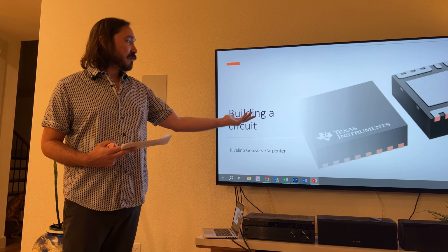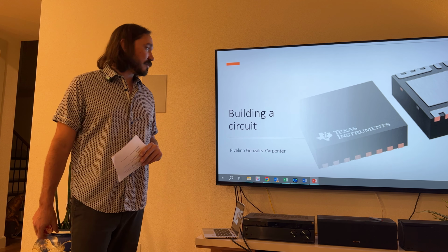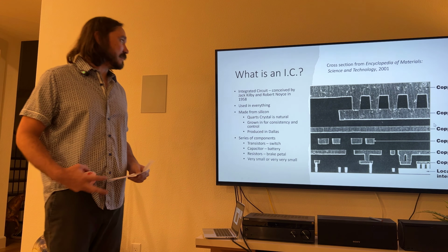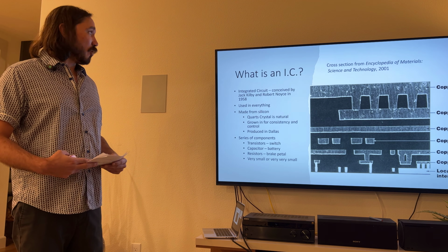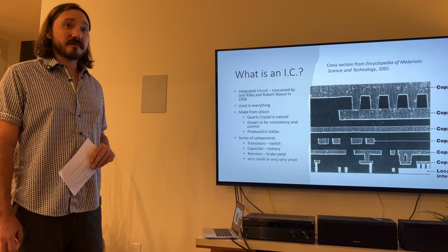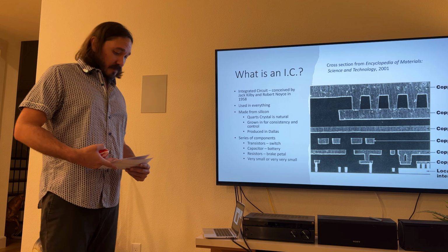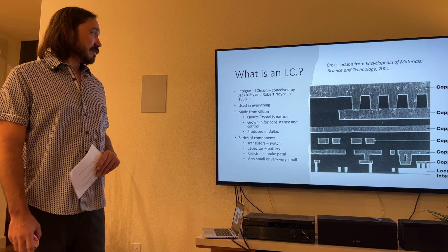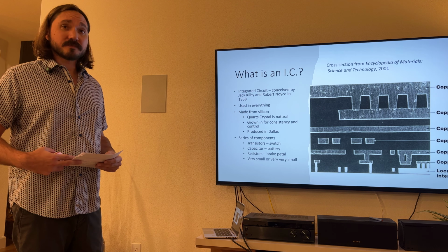Here is a completed package of an IC, courtesy of Texas Instruments. So what is an IC? Well, ICs, or integrated circuits, were conceived by Jack Kilby and Robert Noyce at Texas Instruments around 1958. They're used in nearly every electronic device. Most of them have one or more, depending on what function they need.